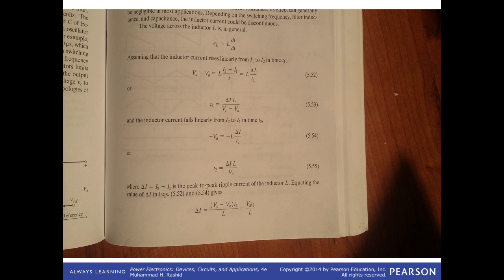You can see that delta I is equal to Vs minus Va times T1 divided by L. Going down, Vs minus Va over L. And the other one here, delta I is equal to V output times T2 over L. Now there are two equations, with T1 and T2 here. I continue.